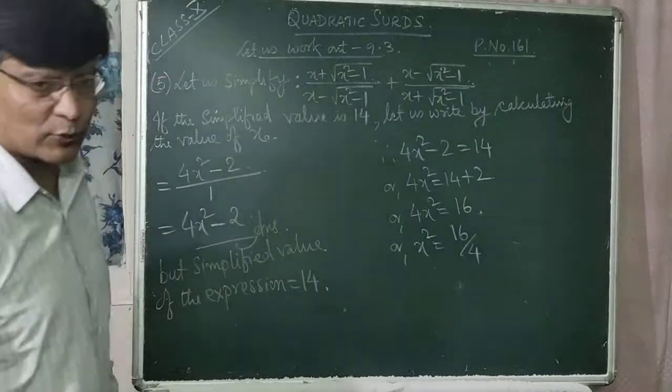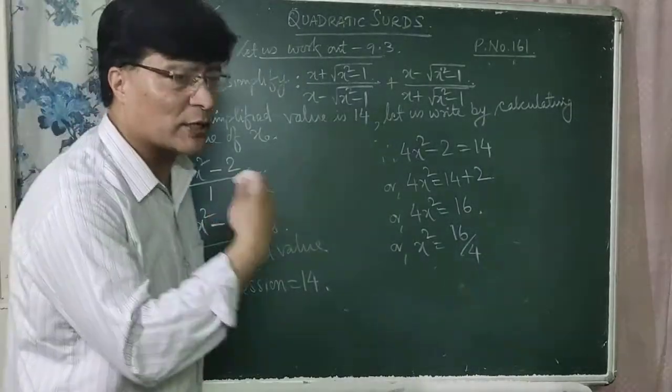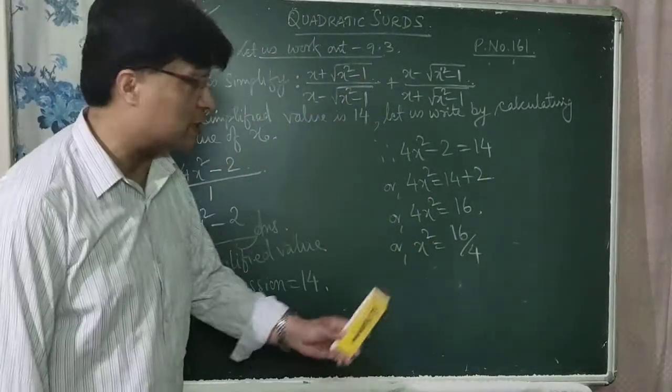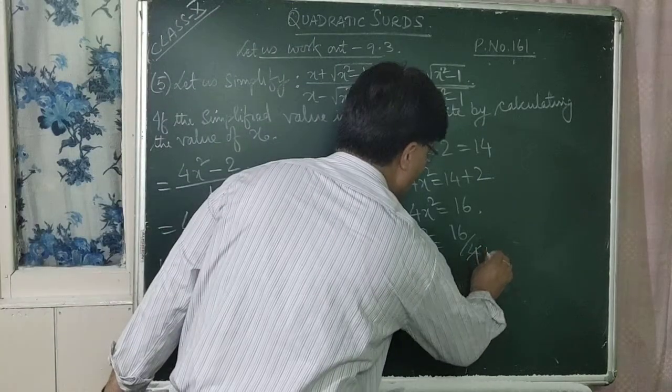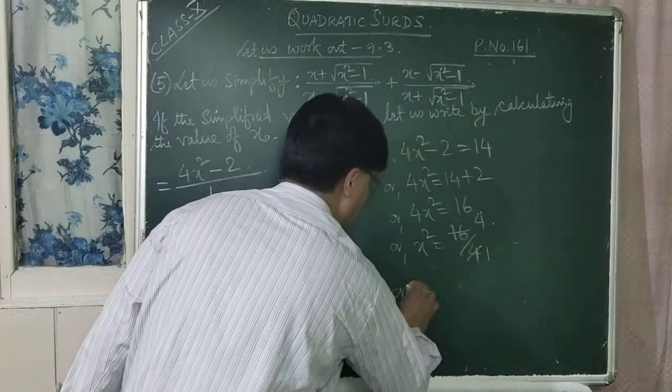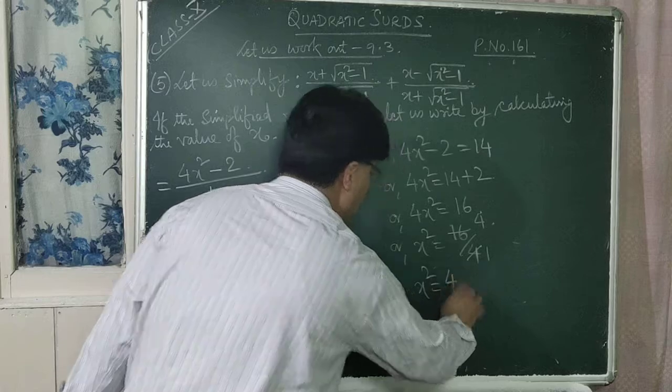This is 4 into x square. So when this 4 goes to the right hand side, you should write it in the denominator. Okay. So 4 ones are 4, 4 fours are 16. Or x square is equal to 4.